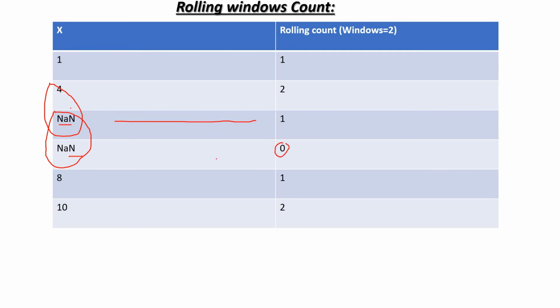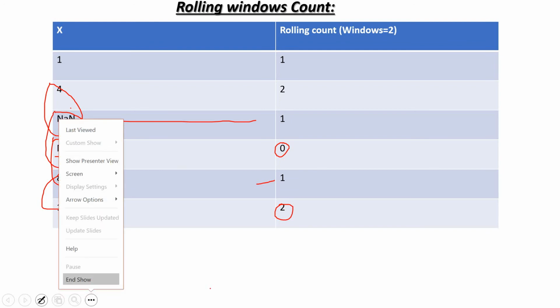That is 0, right? Okay, now in this next window, NaN will not count, only one element we have right here. In this element, two elements we have, right? 10 and 8, so that's why we put 2. So that's how it works, guys. Hope this will make sense, right?